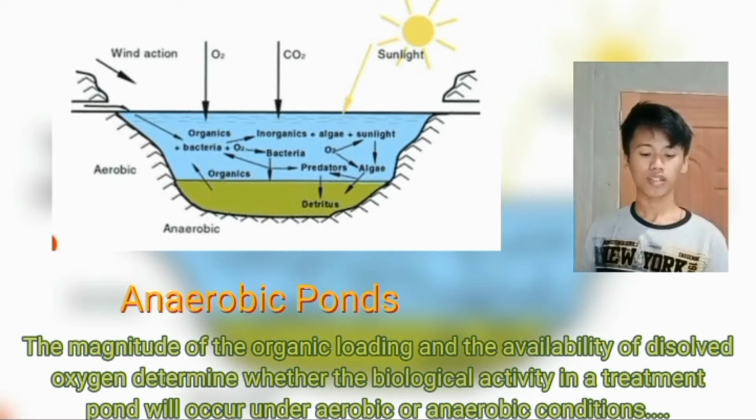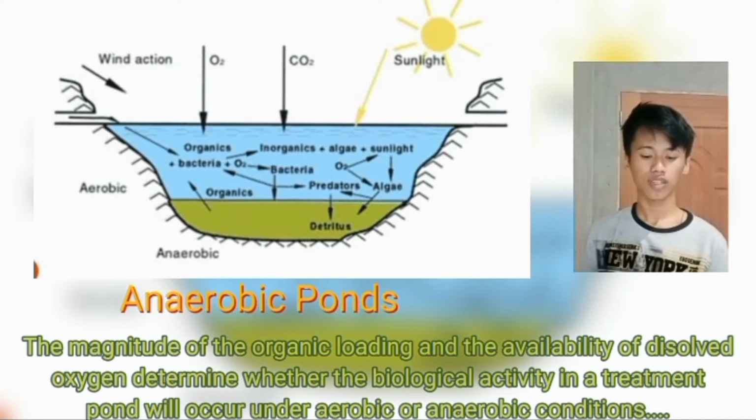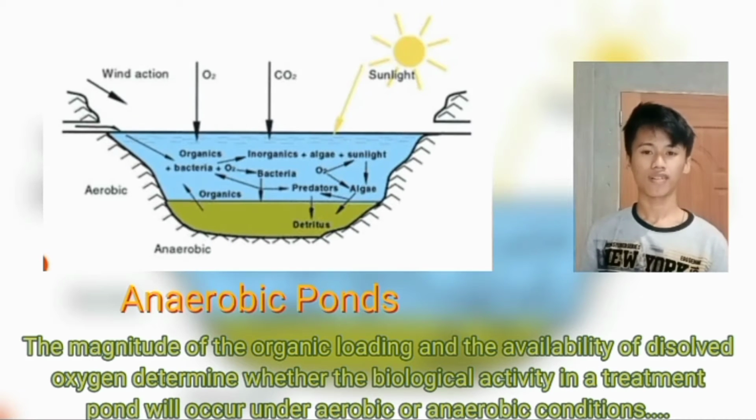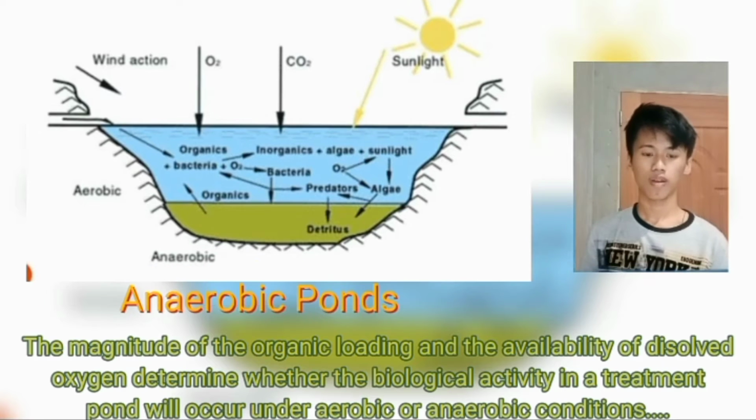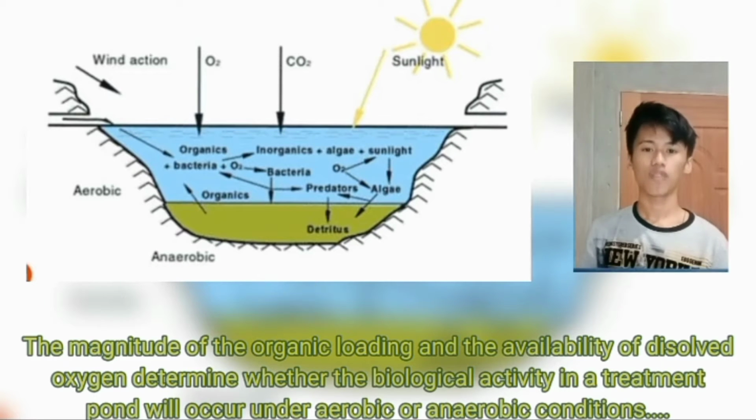Anaerobic ponds. The magnitude of the organic loading and the availability of dissolved oxygen determine whether the biological activity in a treatment pond will occur under aerobic or anaerobic condition. A pond may be maintained in aerobic condition by applying a BOD load.